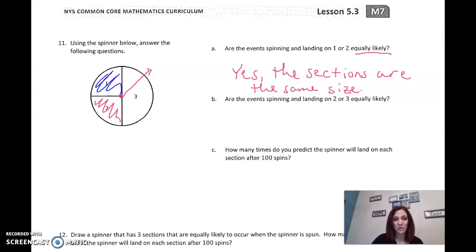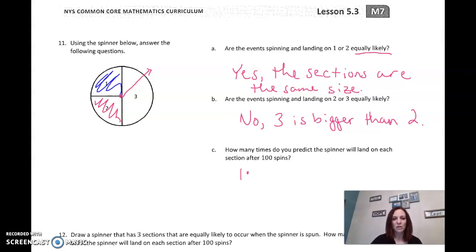But what about 2 and 3? Are they equally likely? No. Okay. 3 is bigger than 2. Now, it doesn't mean that 3 will land more often, okay? But it has more to land in to be considered a 3, right? So how many times do you predict the spinner will land on each section after 100 spins?